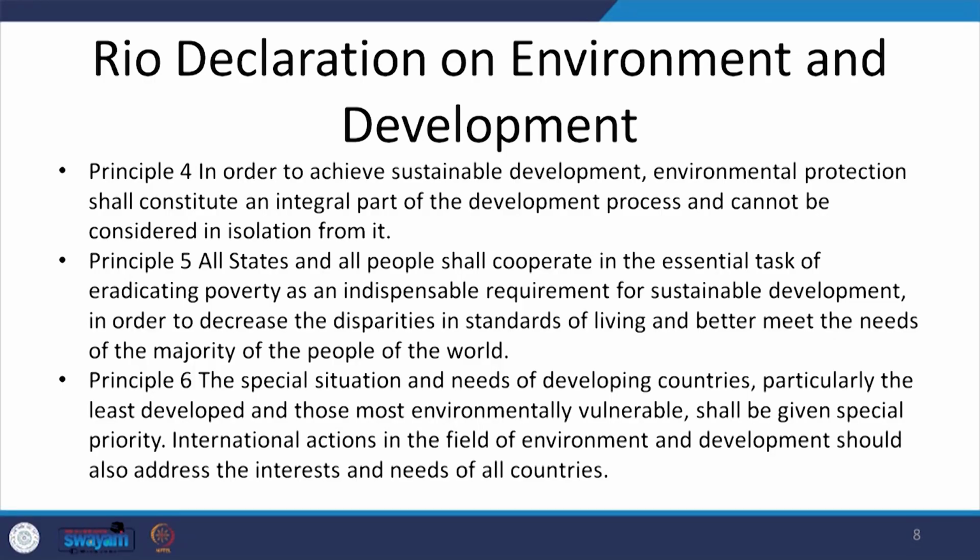The next principle, Principle 6, states that the special situation and needs of developing countries, particularly the least developed and those most environmentally vulnerable, shall be given special priority. And the international actions in the field of environment and development should address the interests and needs of all countries. That is why we have seen that through the United Nations, a lot of impetus, a lot of push is being given from developed countries to the developing and underdeveloped countries to take care of their environment and developmental programs. This was done in order to ensure that there is equity of development amongst nations, not just within the nation between different classes of the society, but between nations.